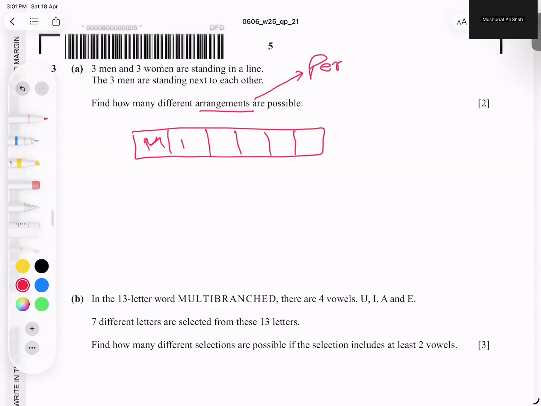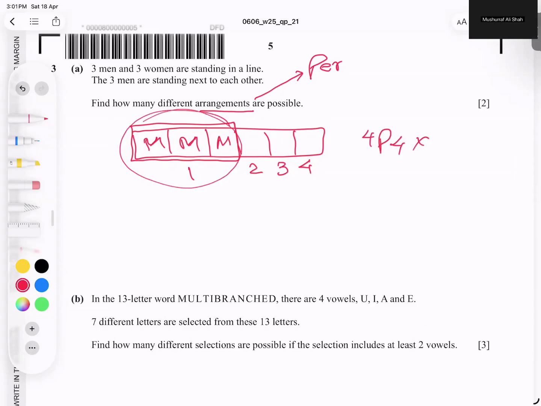Men, men, and men, because I want all 3 men together. So I will count this as a 1, and this as a 2, 3, and 4. These ladies can shuffle. This box can move; I can show you later on. These ladies can shuffle, and these men can shuffle inside. So how to do it? 1, 2, 3, 4, so I can write 4P4. And these 3 men can shuffle inside the box, so 3P3.